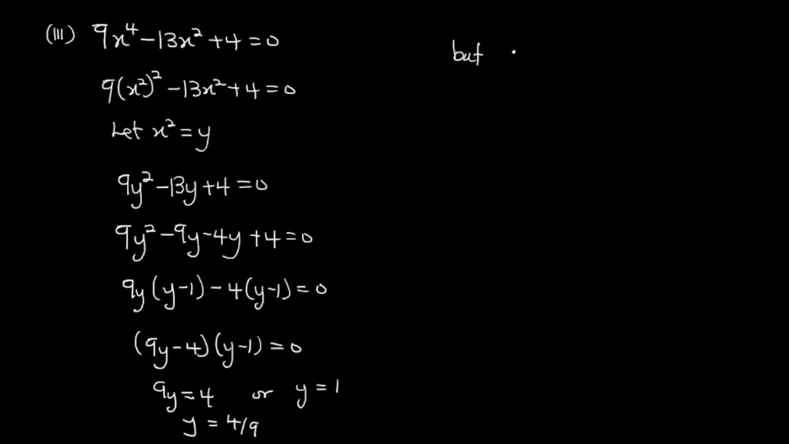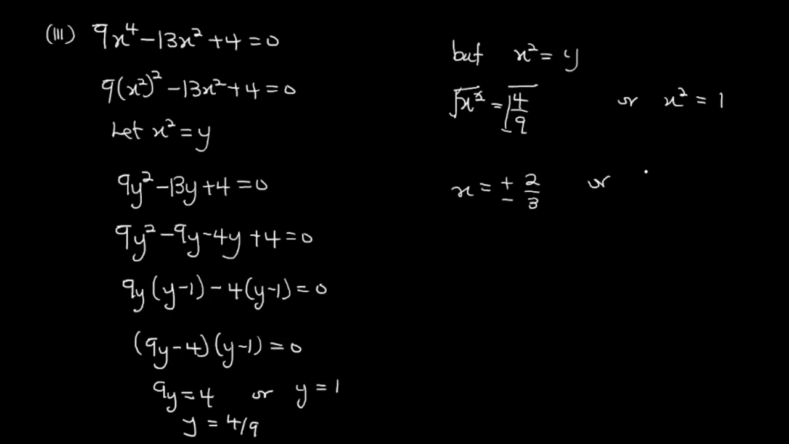But we said that x squared is equal to y, so it means in the first instance x squared is equal to 4 on 9, or x squared is equal to 1. This means if we want to get rid of the square term, we bring the square root sign. This cancels this. So our x is now equal to plus or minus root of 4 on 9, which will give me 2 on 3. Because this is 2 squared, this is 3 squared, they cancel the root sign, so we have plus or minus 2 on 3, or x is equal to plus or minus 1, because if you take the root over here, this cancels this, root 1 is still 1. So our answer is plus or minus 2 on 3 or plus or minus 1.